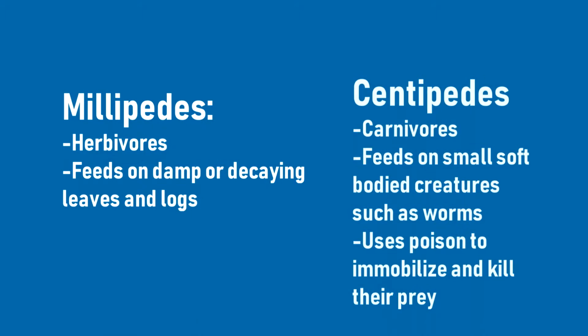Myriapods contain organisms with very different diets. Myriapods such as millipedes, which are not poisonous, feed on damp or decaying logs, while myriapods such as centipedes, which are poisonous, feed on small, soft-bodied animals such as worms. They get their poison from either their jointed appendages or their stinger if they have one.